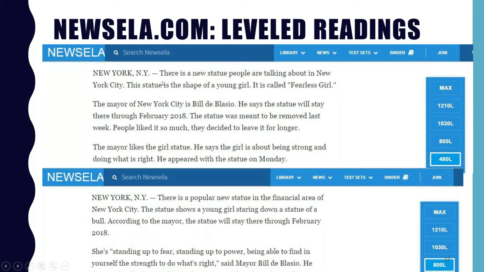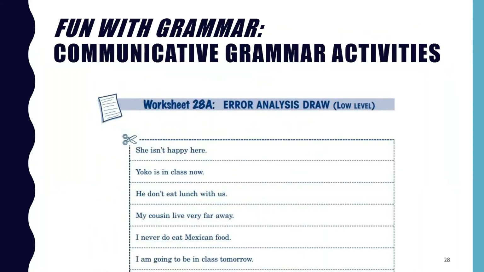So this one starts, there's a new statue people are talking about in New York City. And then this one starts, there's a popular new statue in the financial area of New York City. So this would be a great way to challenge one group, and then at the end you can put your classes together or your groups together and have them have the discussion about the same topic.